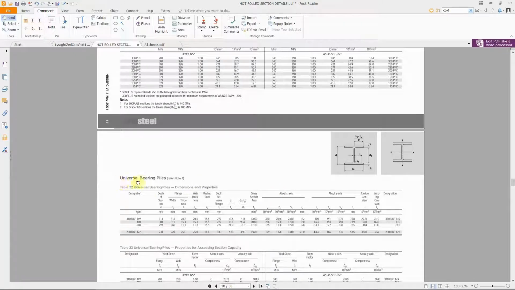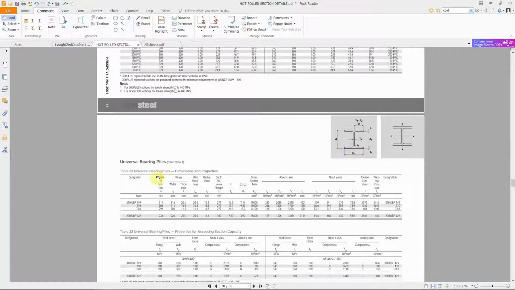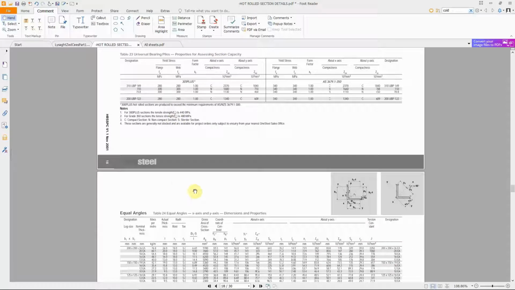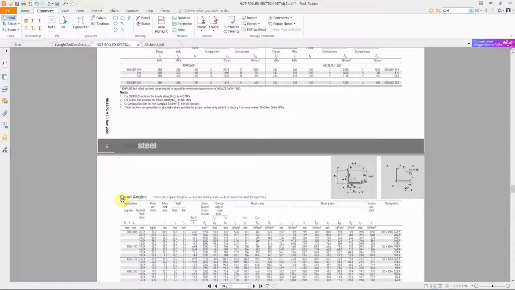We've got universal bearing piles. Those are used mainly for foundations, so again not very important to us, but if you see UBP, that means universal bearing piles. Now, very commonly used, EAs, or equal angles. That means we have an angle that is equal in both directions, or the two leaves, or the two legs, are equal. All commonly used.